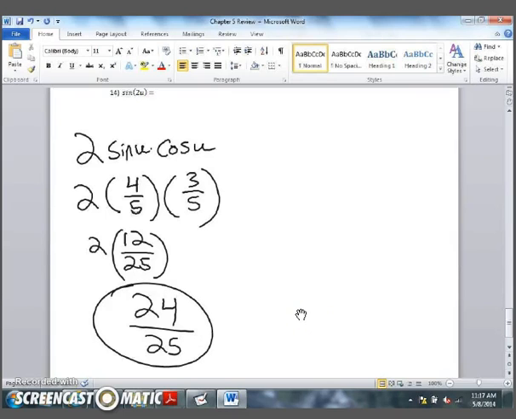Sine of 2u. Unfortunately, you don't have many choices for this one. You go 2 sine u cosine u, which, again, formula. Sine of u is 4/5. Cosine of u is 3/5. Now you multiply here. Multiply the 4 times 3. Get 12. 5 times 5 is 25. And then multiply by 2. Do not multiply the 2 to both those numbers and get 8 and 6 and multiply them together.